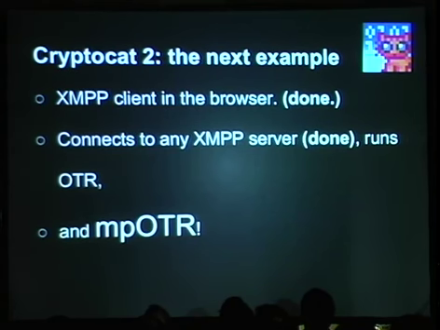So, Cryptocat 2, that's what I'm working on right now. It's the new Cryptocat 2, the sequel, Cryptocat 2, the drones strike back. So it's an XMPP client in the browser. So instead of using our own chat, some IRC sort of thing, it's an actual Jabber client. And it works exactly like a Jabber client, but it works in the browser. Instead of using our own spec, we're implementing OTR and MPOTR.